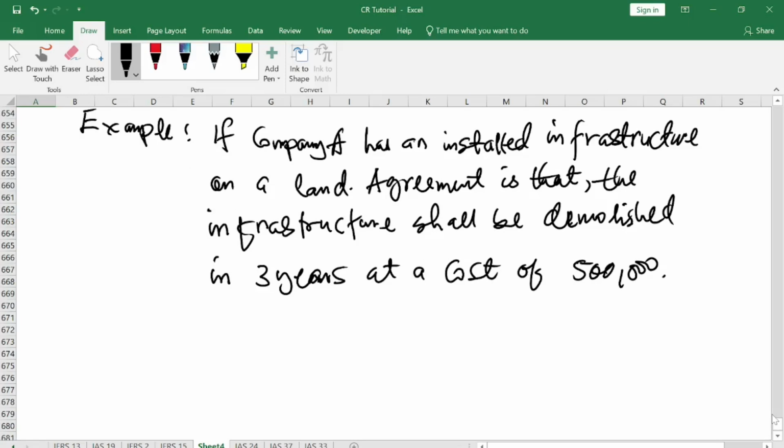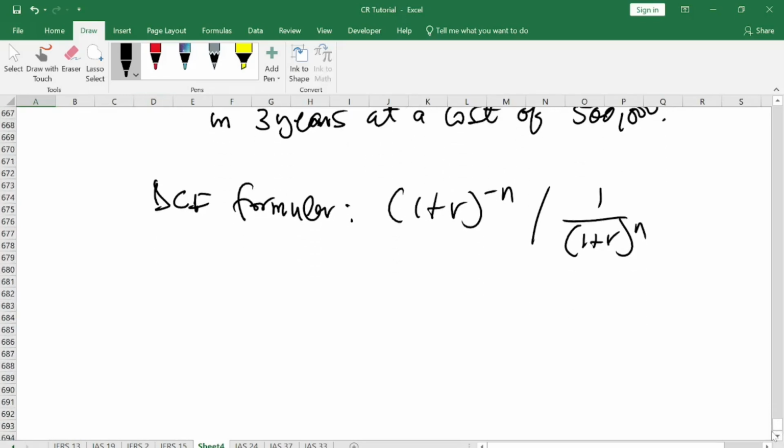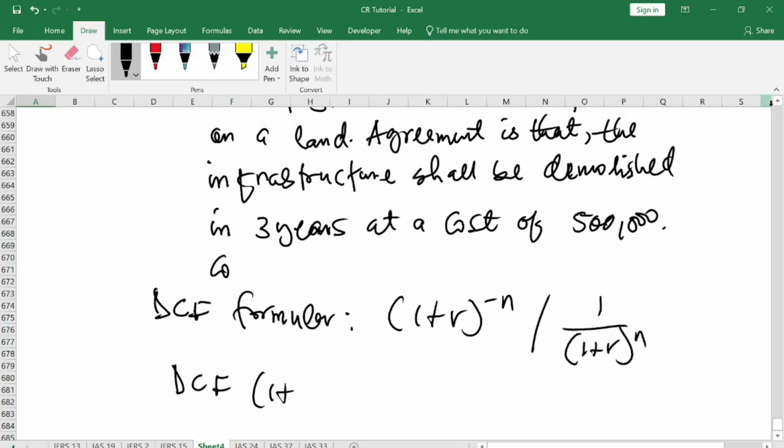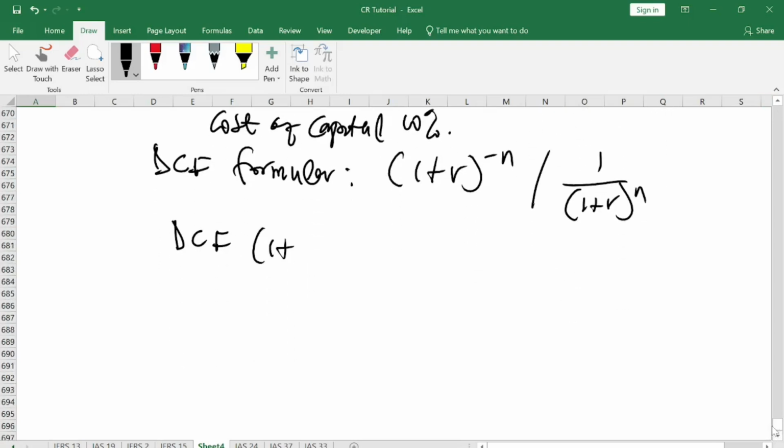So we know the discounting formula, which is 1 over (1 plus r) to the power n, or (1 plus r) to the power negative n. All right. So with regards to this question, how do you find it? So you have your DCF. Here they will give you the cost of capital, which is 10%. So r represents the discount rate or cost of capital.